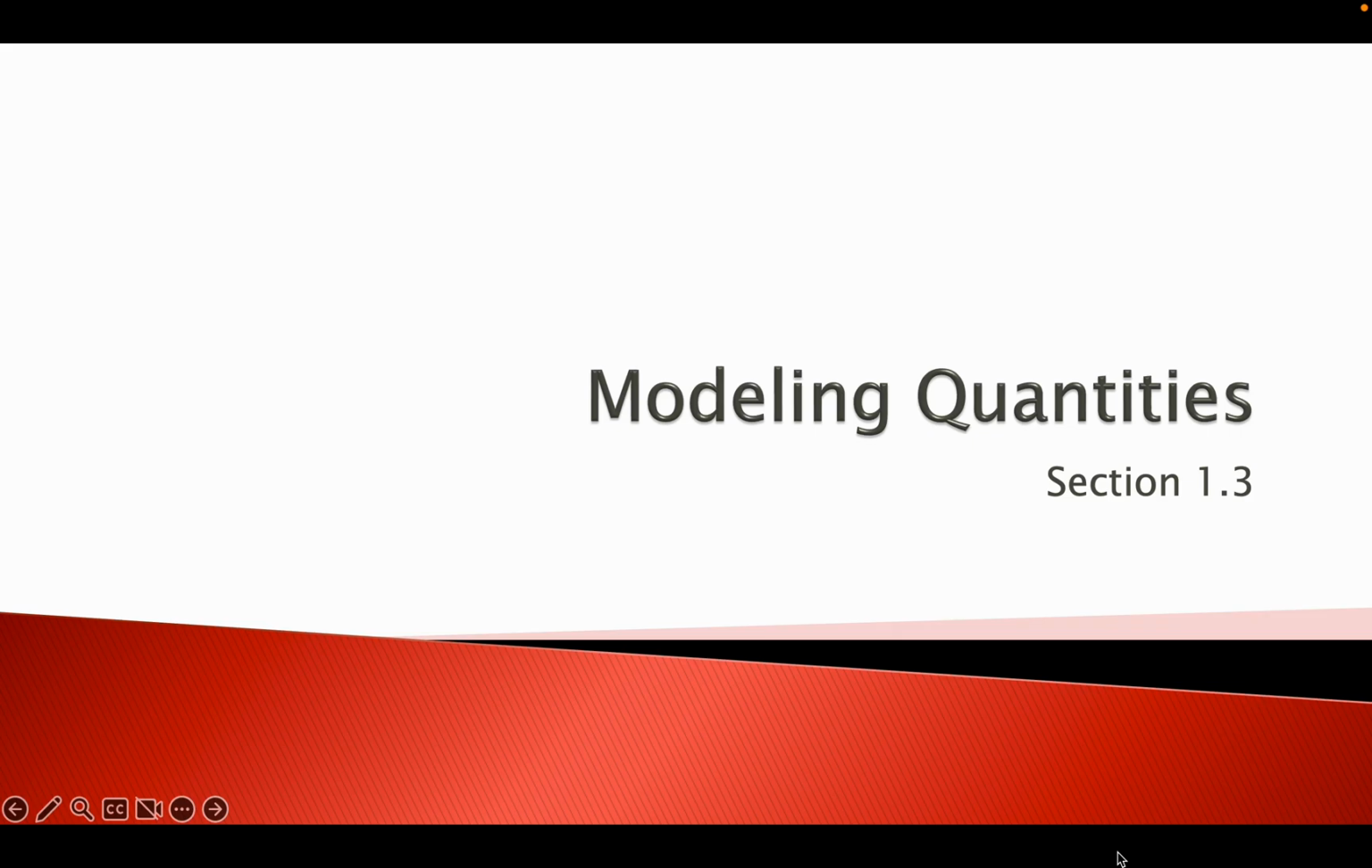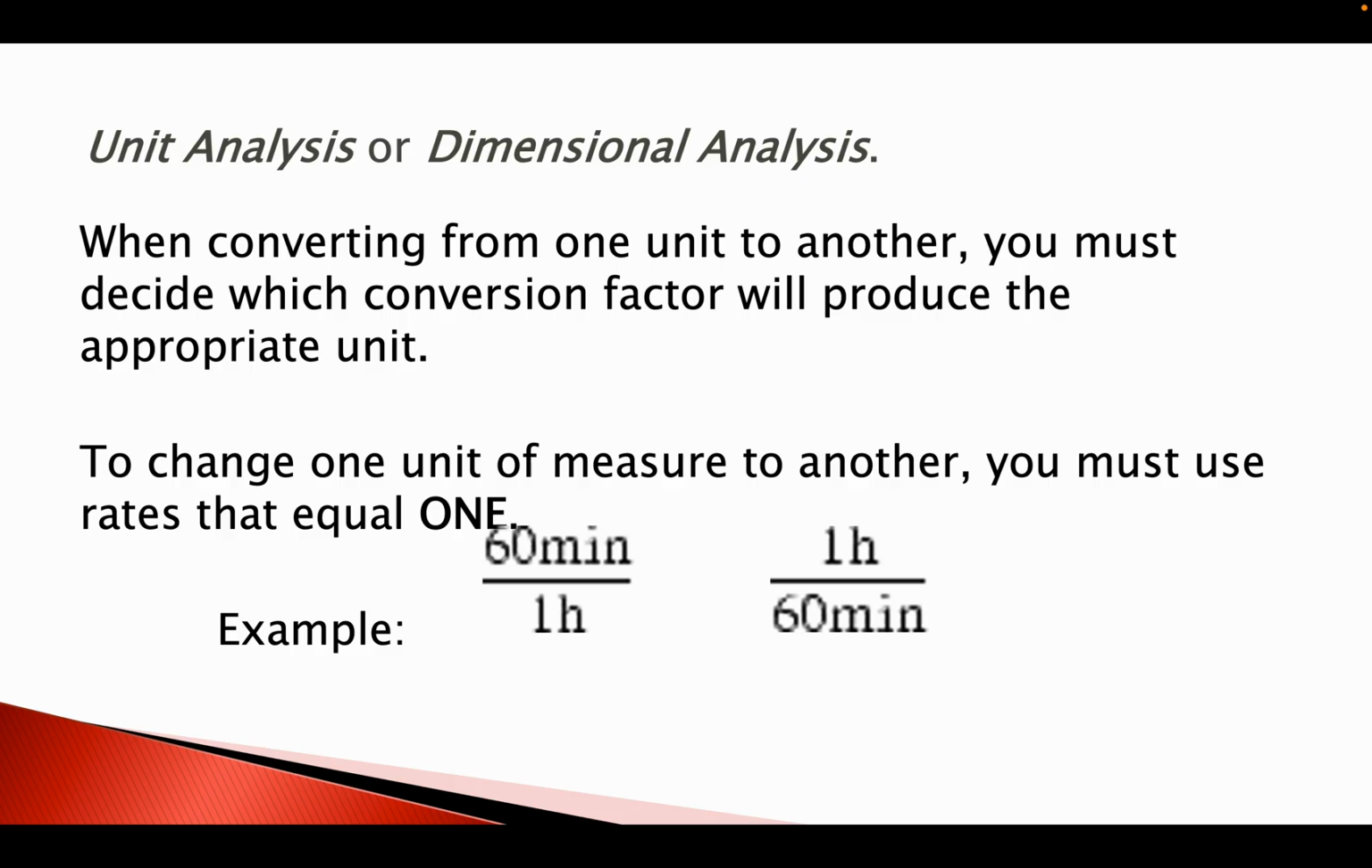You will learn how to model quantities using dimensional analysis. Unit analysis or dimensional analysis is when we convert from one unit to another. When you convert from one unit to another, you must decide which conversion factor will produce the appropriate unit. To change one unit of measure to another, you will use a rate that is equal to 1. For example, you may use 60 minutes to 1 hour or 1 hour to 60 minutes.